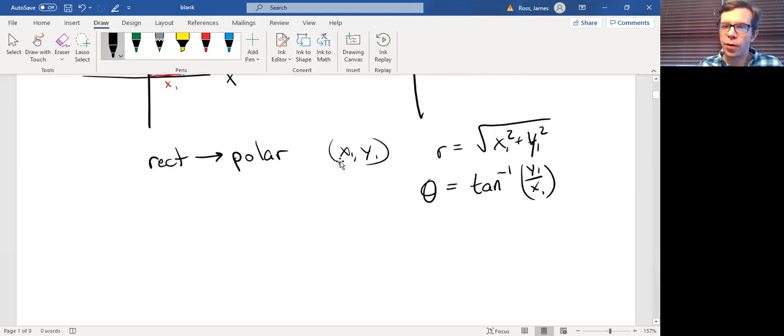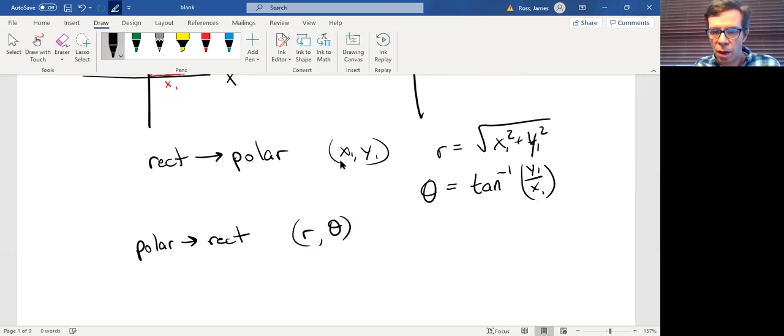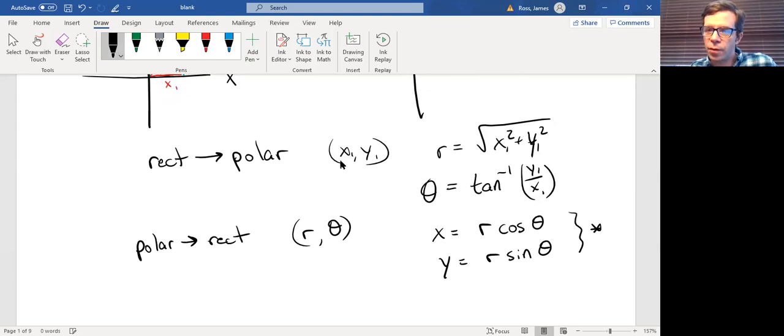All right, if we're going to convert from polar to rectangular, then we're given some r, theta, then x is going to be r cosine theta, and y is going to be r sine theta.